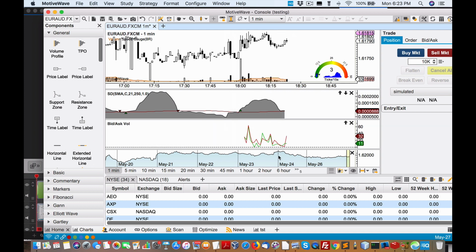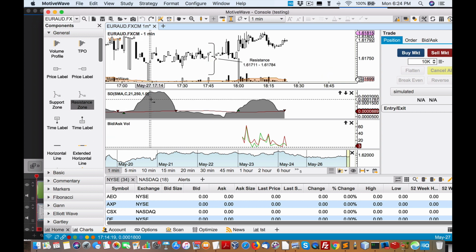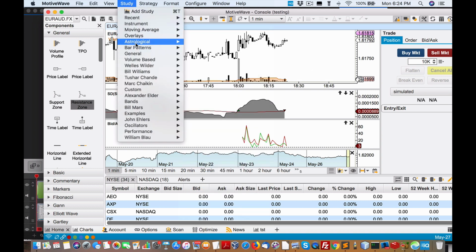So this indicator bid ask volume is really good. What happens to the standard deviation? Good question. Doesn't budge, but here we go. The price drops. So the bid ask volume is very good for this. Let me see if I can do the support and resistance. No, we don't want that. Okay, so let me put in those support and resistance lines.